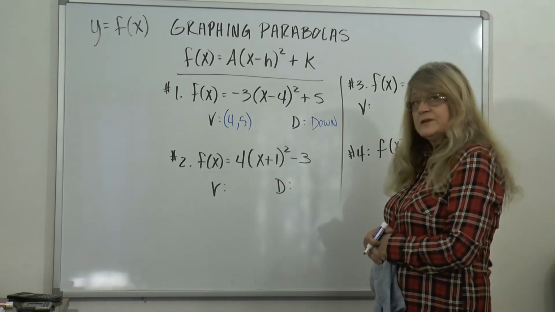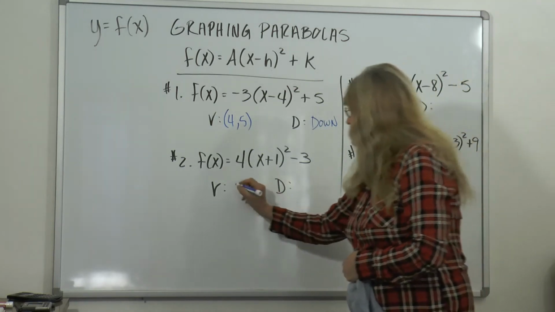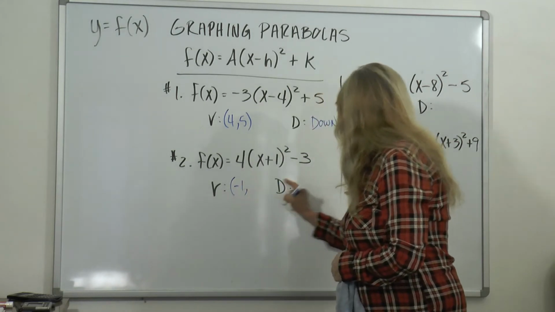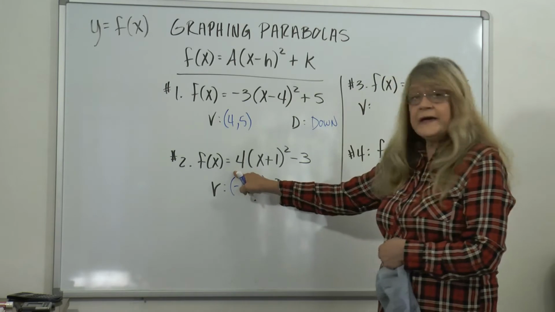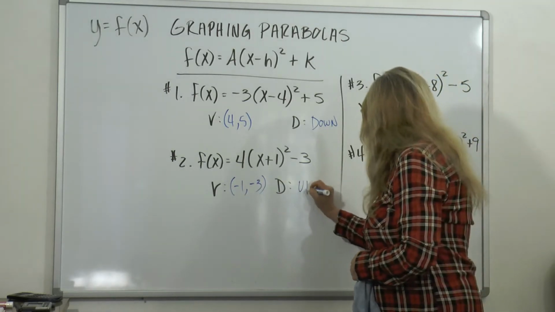My vertex for this one, the opposite of how it looks, so negative 1, and then exactly how it looks, negative 3. The A is positive, so this one is going to open up like a smile.